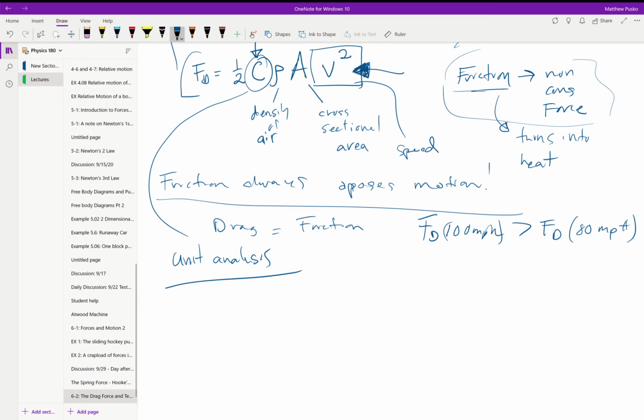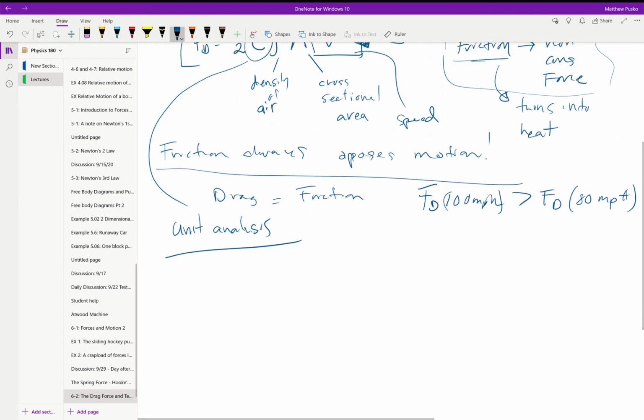Recognizing what things are truly functions of. So in this case, it's a function of velocity squared. That tells you a lot of information about this force. Let's do some unit analysis though. Let me copy it down real quick one more time.